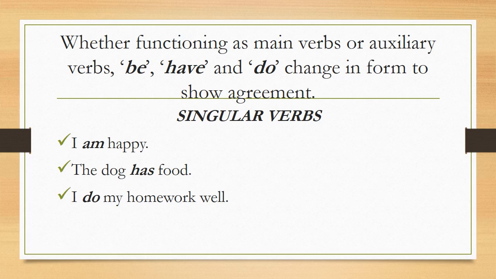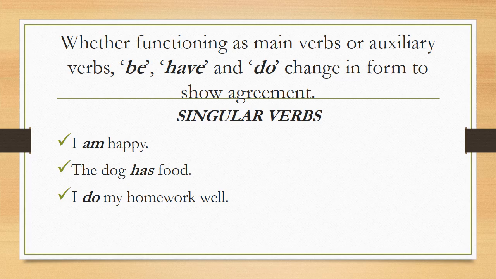Whether functioning as main verbs or auxiliary verbs, be, have, and do change in form to show agreement. So we are still reminding you of how the subject must agree with the verb. In grammar, we term it as concord. Now let's look at what goes on here.